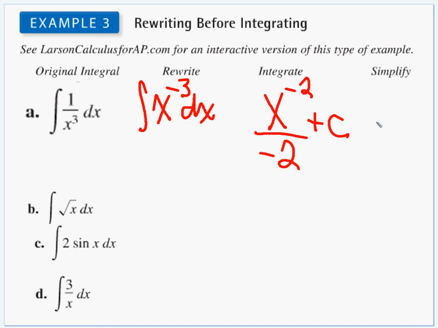So I'm going to switch ink colors here. We do have a plus c at the end. Let's see, the negative 2 is going to stay downstairs. But the x to the negative 2 is going to go down there and join it, where it becomes x to the positive 2. And that's going to leave a placeholder 1 in the numerator. So there we go, negative 1 over 2x squared plus our constant c.